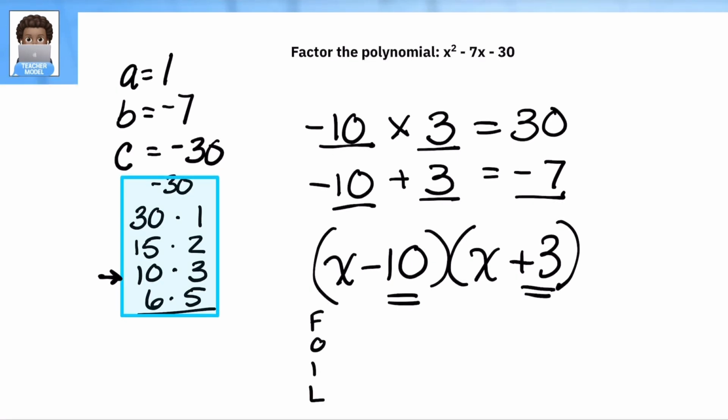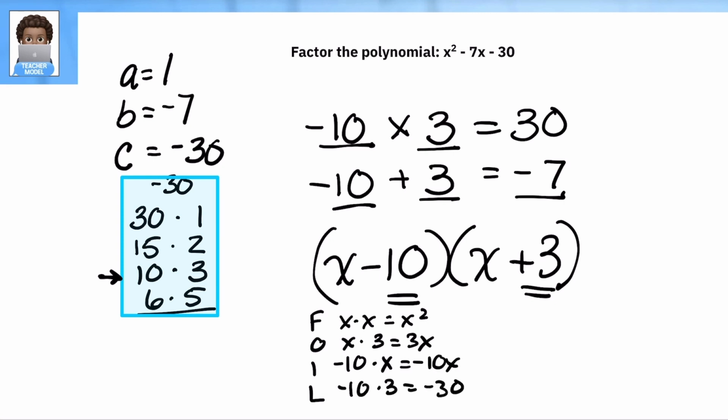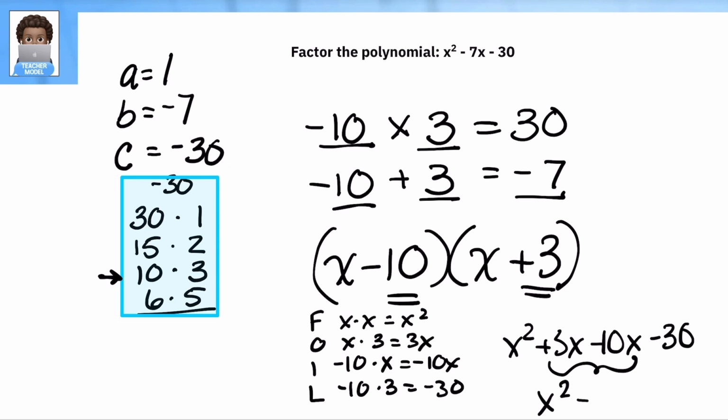Now I can go and use FOIL to check our work. So my first terms, x times x, is x squared. x times 3 is 3x. Negative 10 times x is negative 10x. And negative 10 times 3 is negative 30, giving me x squared plus 3x minus 10x minus 30. And here's why you want those two terms to have a sum of negative 7. Because when we combine like terms, that's what we get. x squared minus 7x minus 30. All right, hit pause and jot this down into your notes.